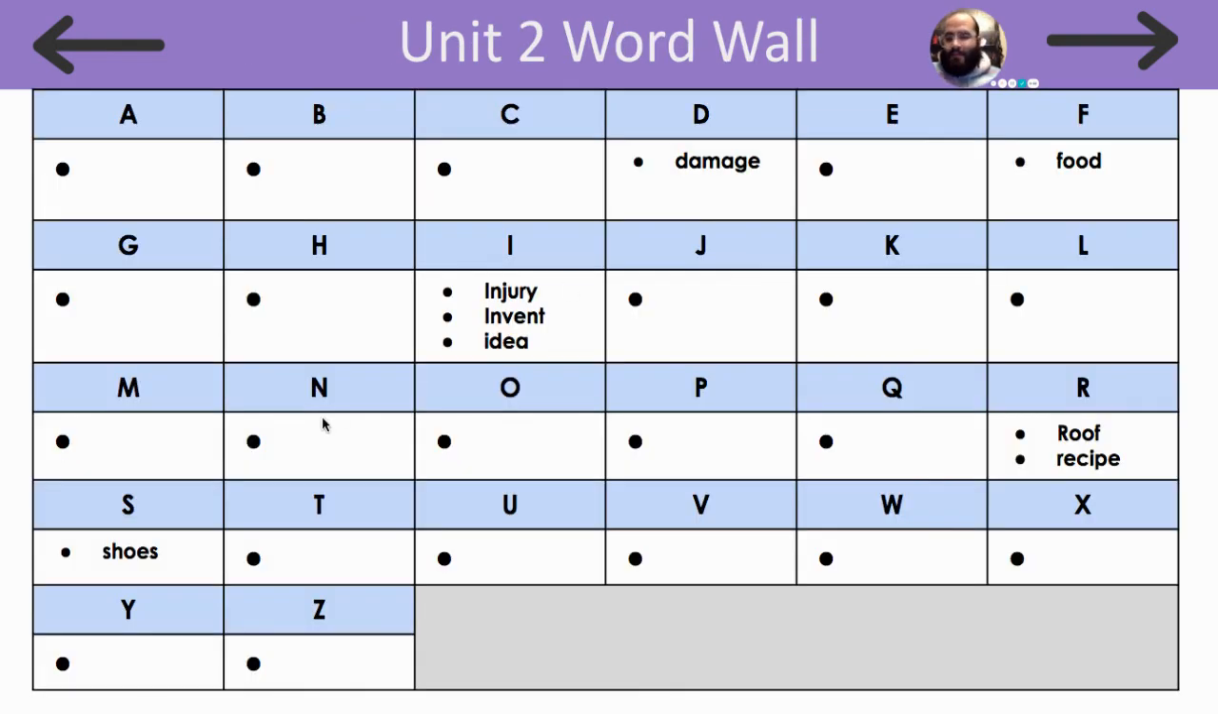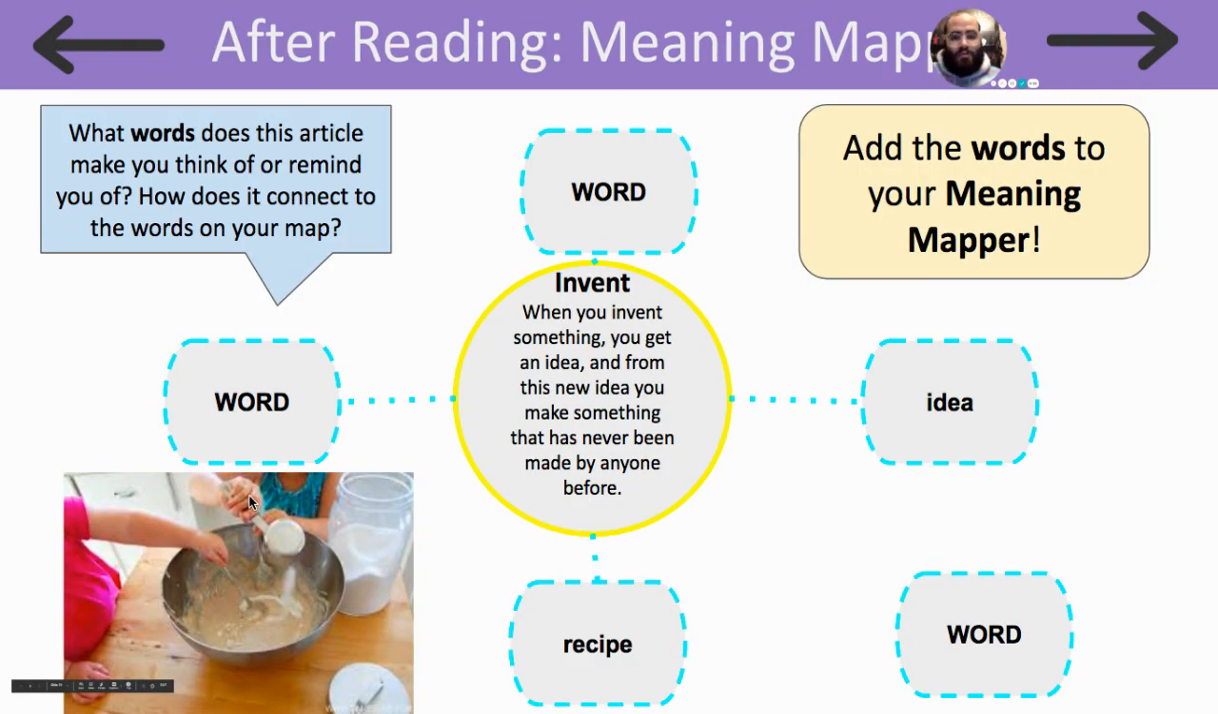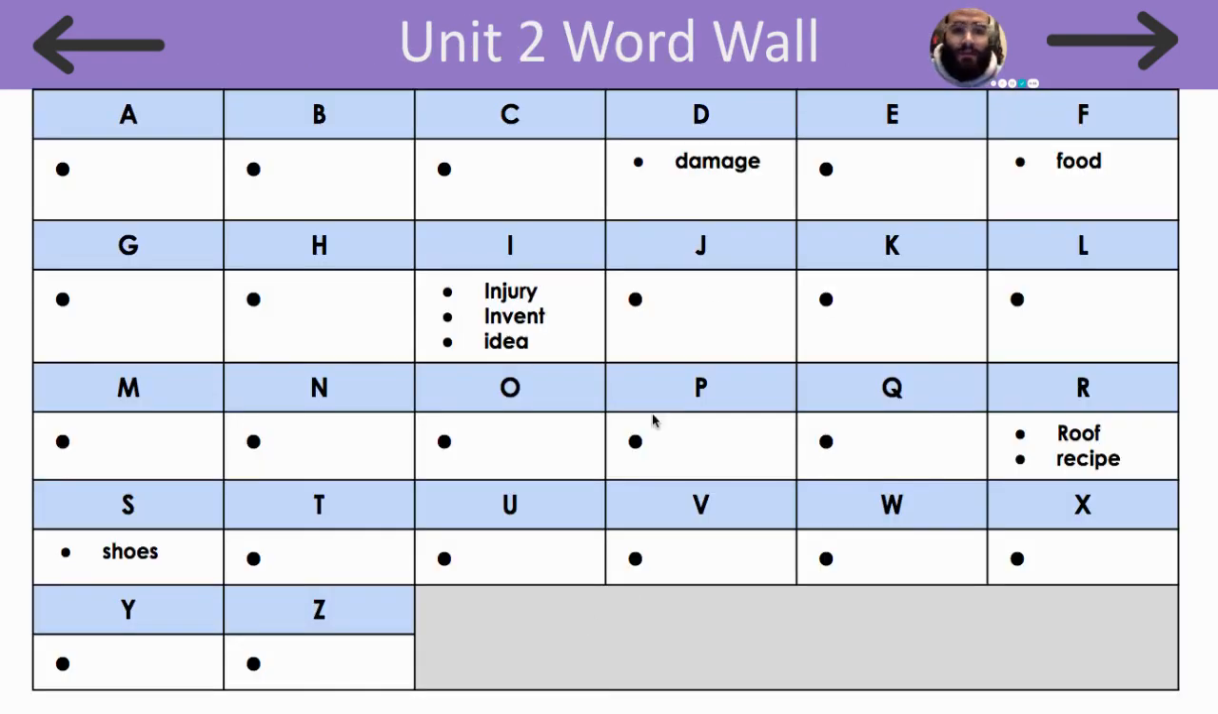The last thing I want us to do is take those words from our meaning mapper, invent, idea, and recipe, and add them to our word wall. So invent starts with an I, so I want to add it under I, and idea also under I, and then recipe under R.